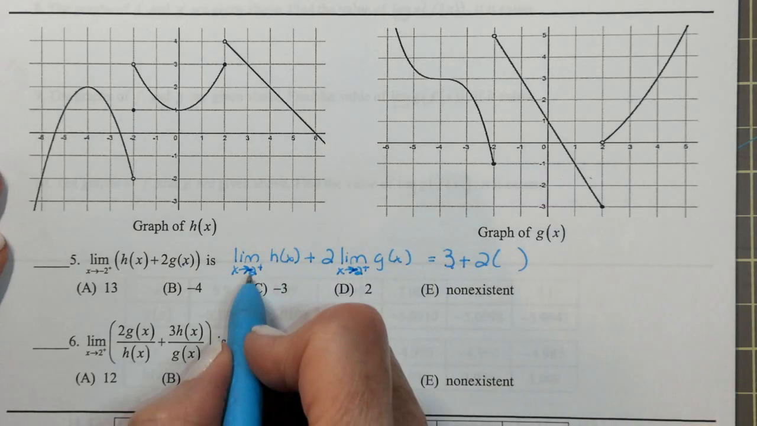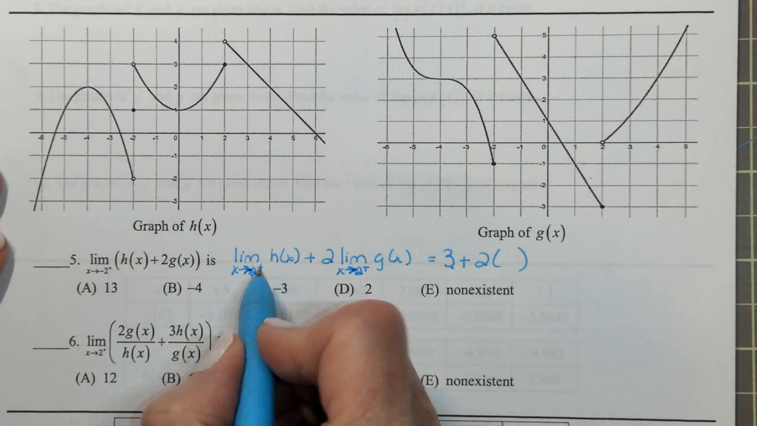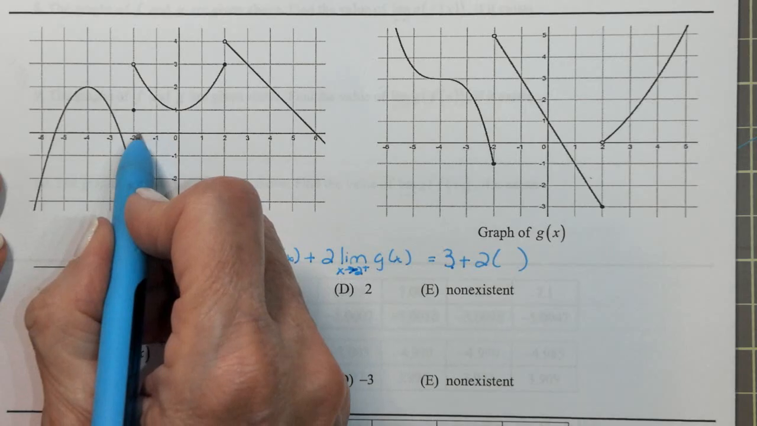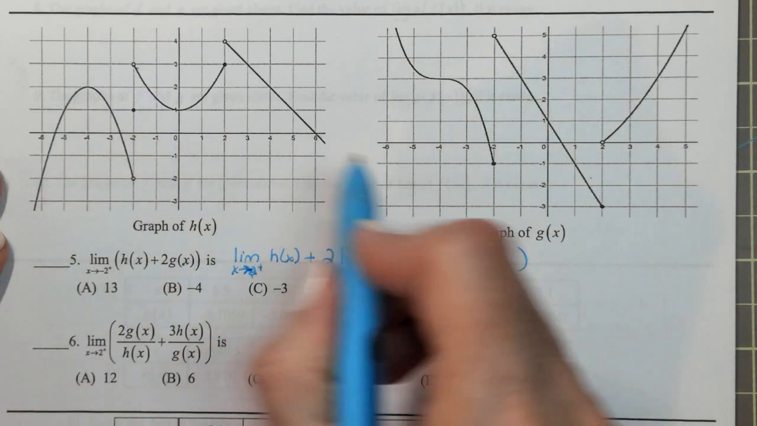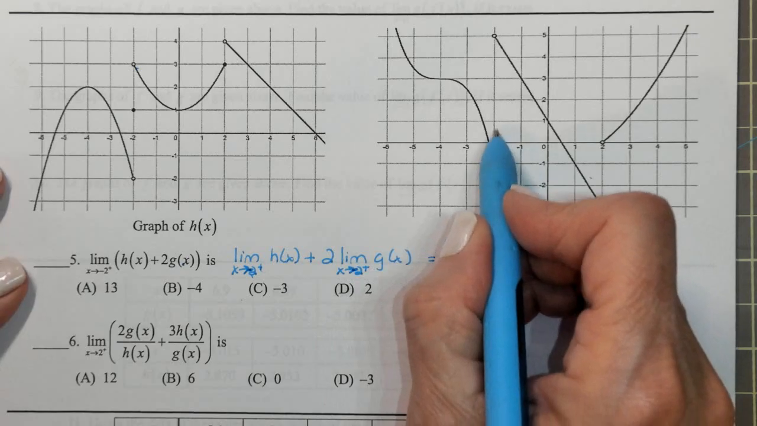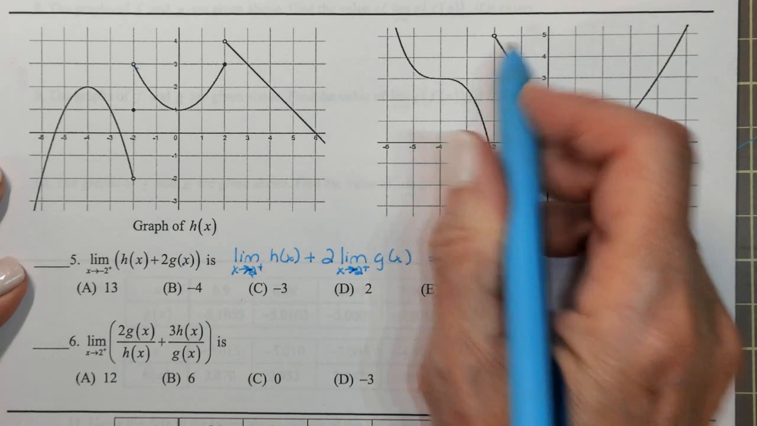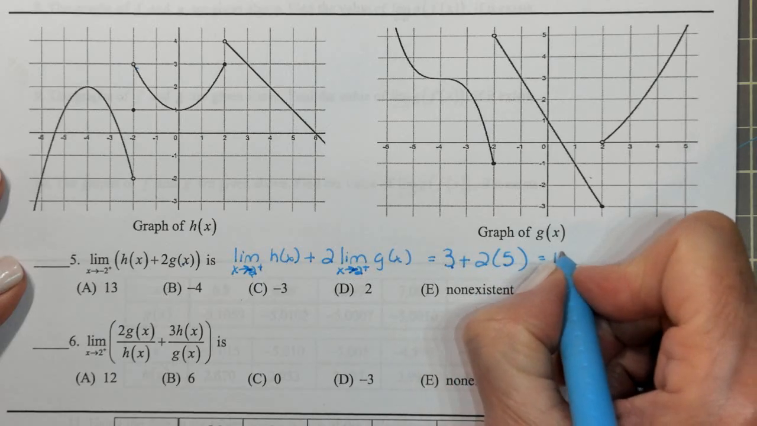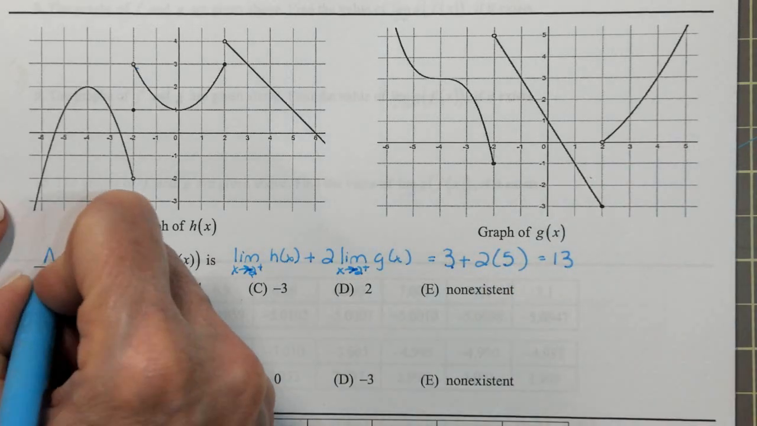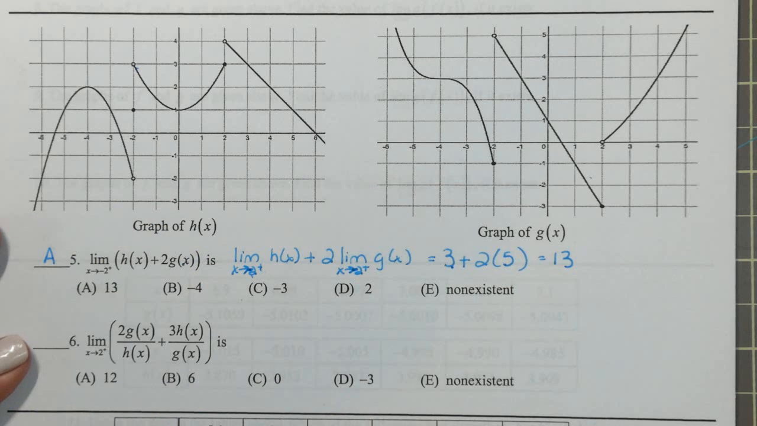Negative 2 from the positive side would be here. So that would be 3 for h. For g, negative 2 from the positive side would be 5. So this is 3 plus 10, or 13. Kind of messed that one up. Hopefully I'll do better with this next one.